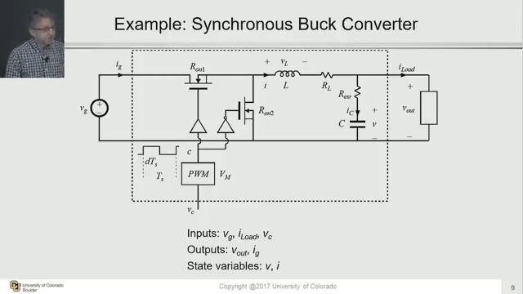All right, so I'm going to start off with just taking an example and working through it. So here is what people commonly refer to as a synchronous buck converter, right? You can recognize the buck converter structure with a single pole double throw switch followed by an LC filter. And how difficult can this be?